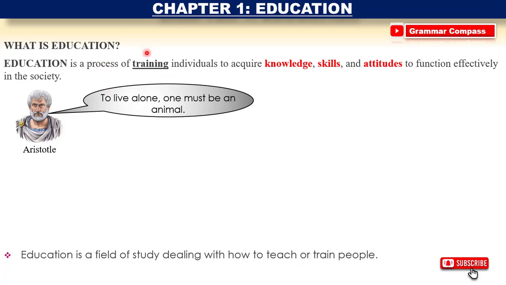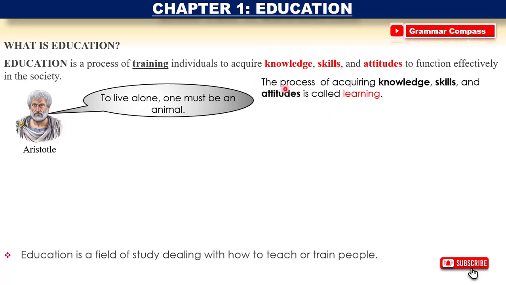If education is about training the individual, how do we call it when individuals acquire these knowledge, skills, and attitudes? That is what is called learning. So learning is the process of acquiring knowledge, skills, and attitudes. And education is the process of training these individuals to acquire the knowledge, skills, and attitudes. But before learning can take place, it can only be facilitated when there is teaching and instruction.